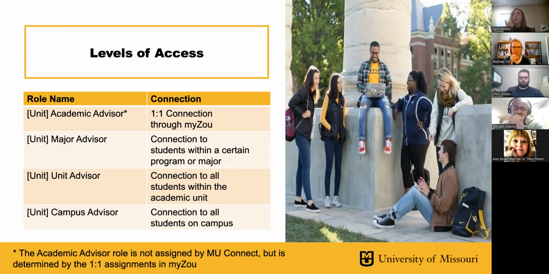Then we have the unit advisor role. So this is a connection to all students within the academic unit. So that would be all journalism students, for example, or all CAFNA students. And then the campus advisor role is that connection to all students on campus. And then the instructor role, although not listed here, we just wanted to highlight that this, again, is pulled in through Canvas. So that instructor role will give you that connection to students enrolled in your course through Canvas.